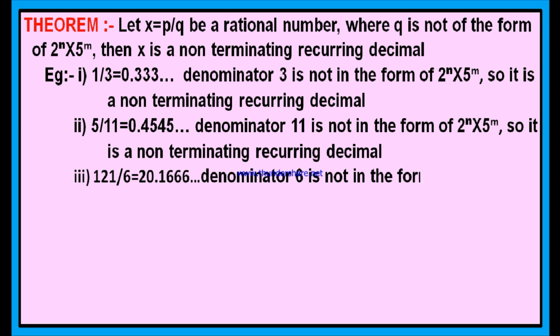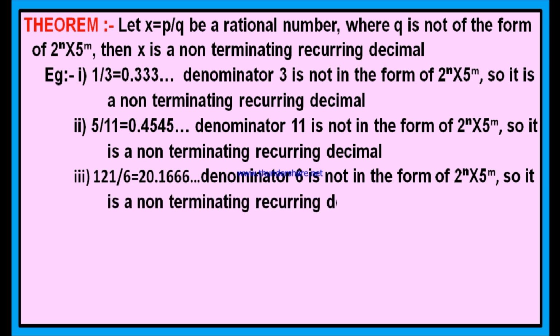Now observe third example, 121 divided by 6. If you observe this denominator 6, 6 is not in the form of 2 power n and 5 power m, because you can write 6 as 2 into 3 but not as 2 into 5. Therefore it is also not in this form 2 power n and 5 power m. Since it is not in this form, if you convert this into a decimal number, you will get 20.1666 and so on. This 6 is repeating. Therefore it is a non-terminating recurring decimal.